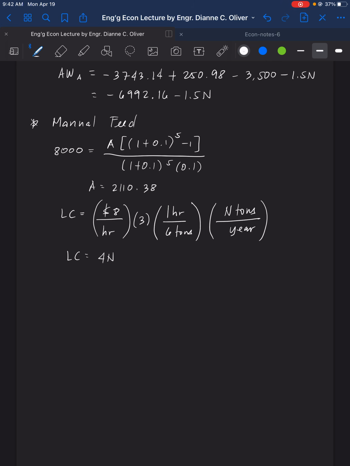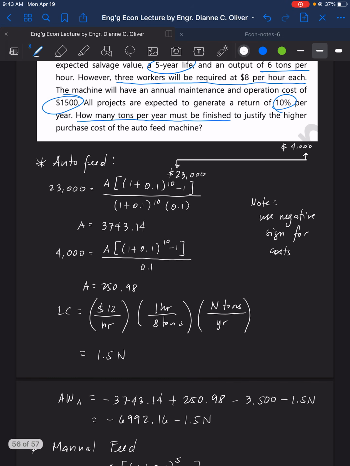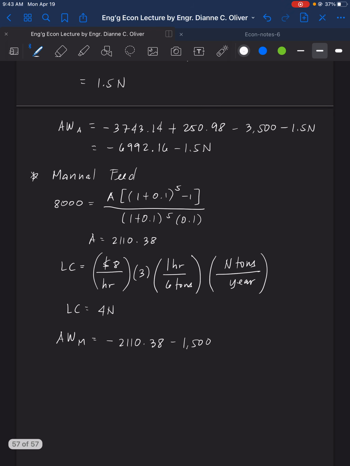So now we have here the annual worth of the manual feed, AW sub M. That is equal to negative 2110.38 minus 1,500 for the annual operation cost minus 4N. So AW sub M is negative 3,610.38 minus 4N.